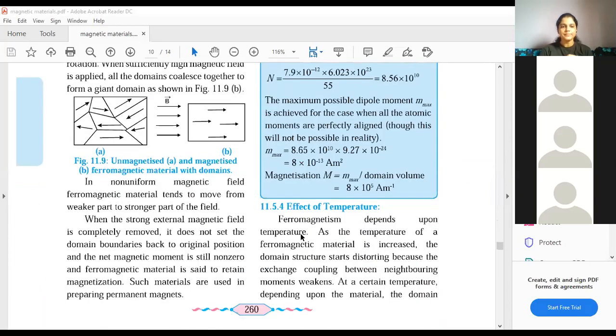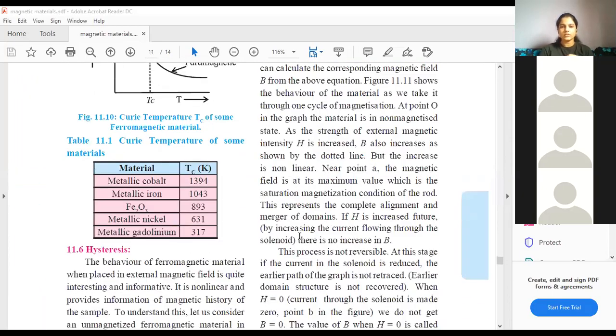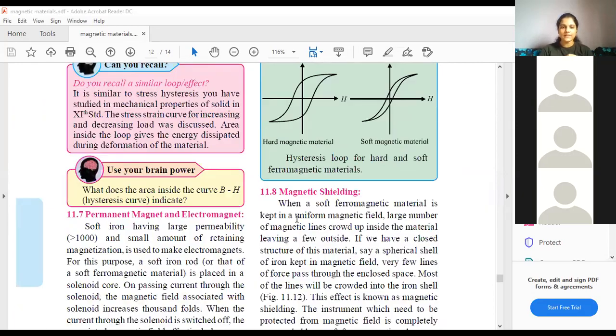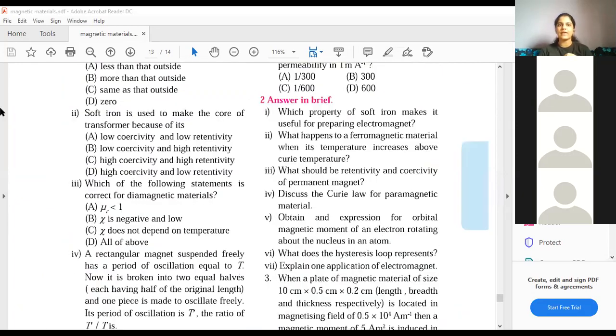Next, any important formula? Just a minute. Hysteresis curve, there was no formula. I think that's it. We have covered all the formulas and everything. Just hold on for 1 minute. Here I'm having a certain problem.